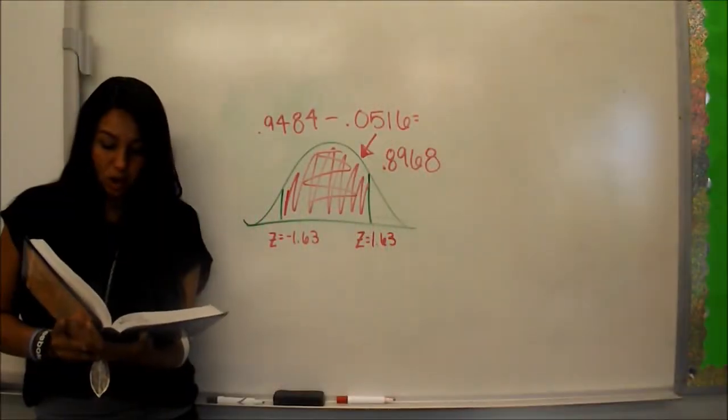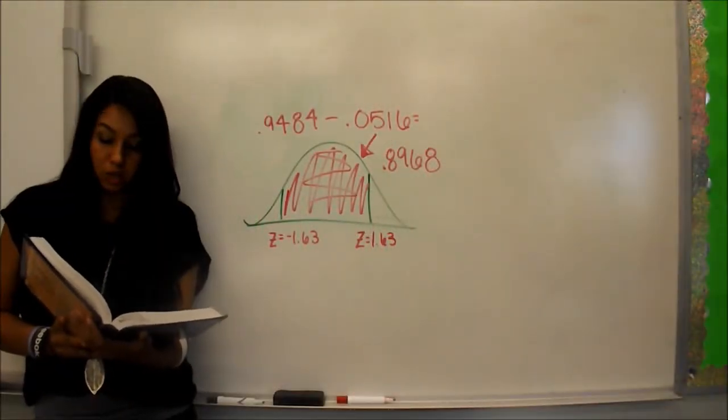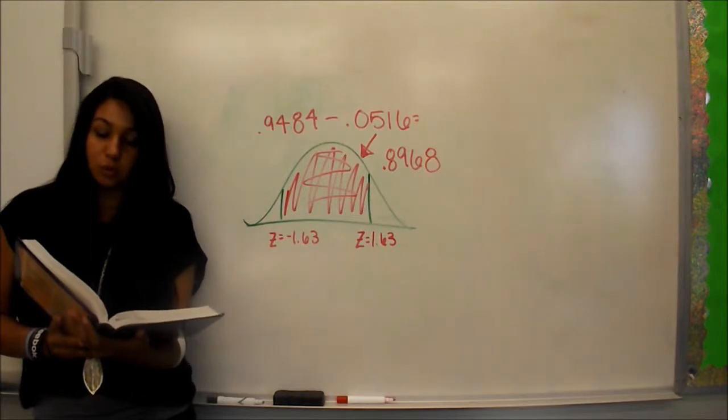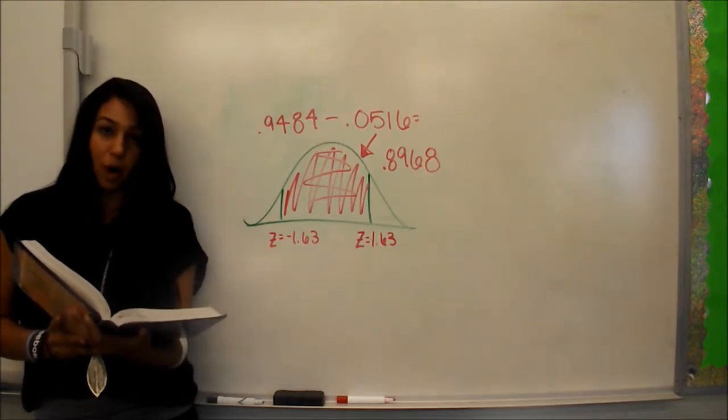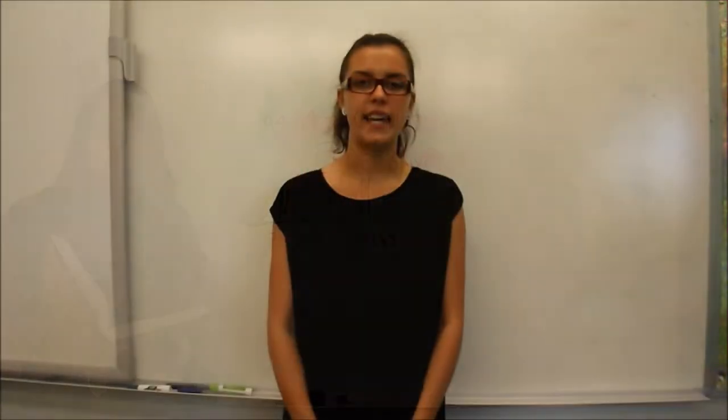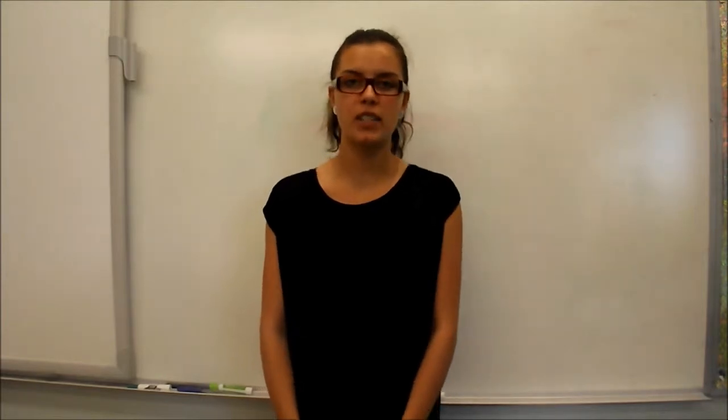So we see that almost 90% of all samples will give a result within 2 percentage points of the truth about the population. Okay, great. Thank you, Celine. Does anyone have any more questions?